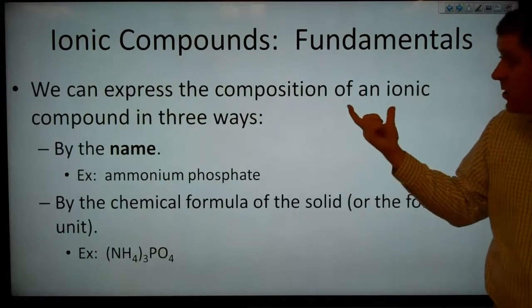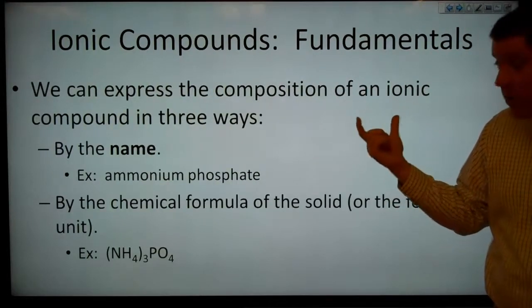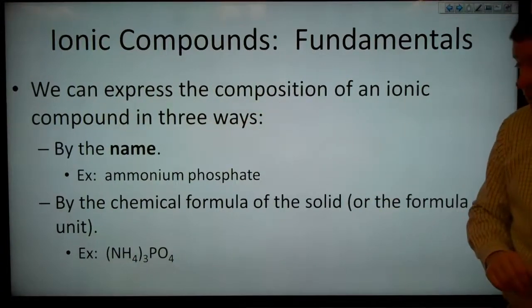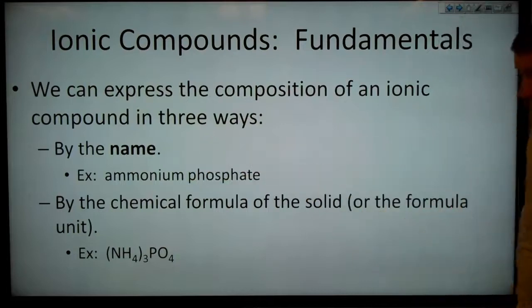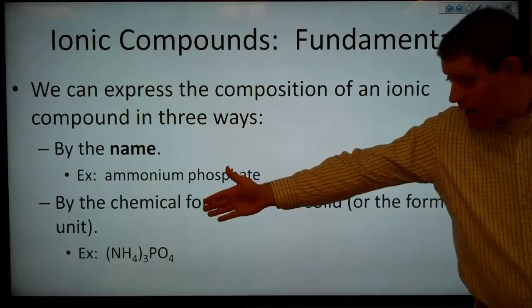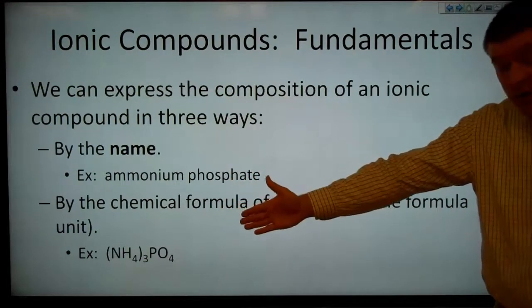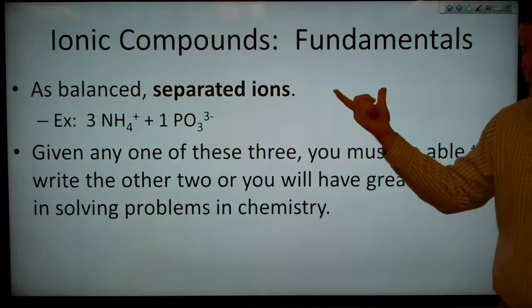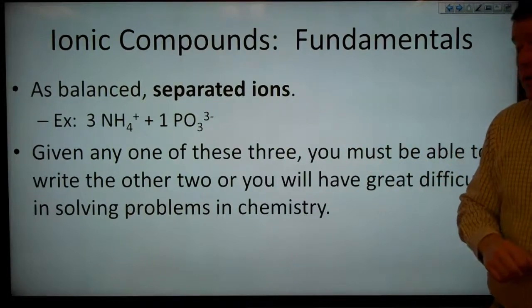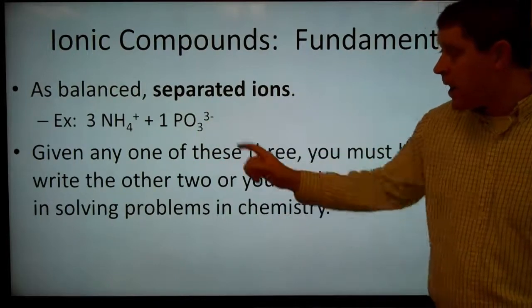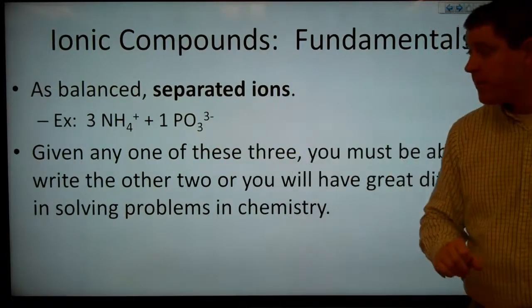So we can express the composition of an ionic compound in three different ways. The first way is by the name, so ammonium phosphate. The second way is by the chemical formula of the solid or the formula unit, so (NH4)3PO4. And we can express it as balanced separated ions, so as 3 ammonium ions and 1 phosphate ion.